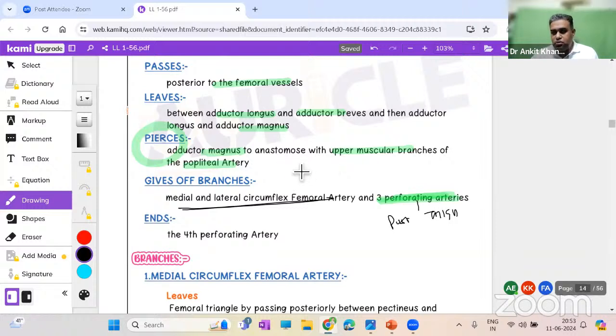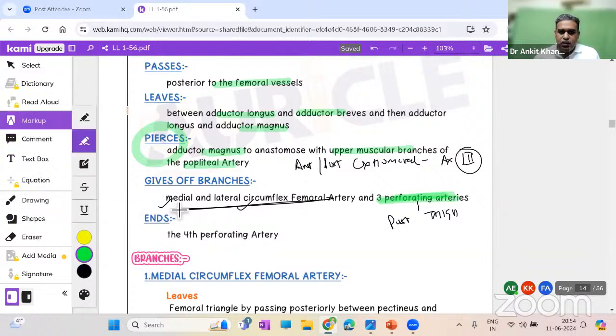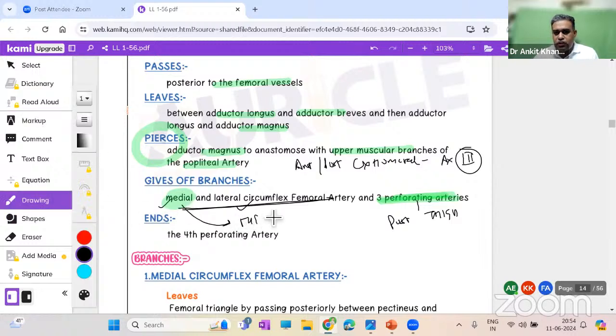Let me help you in revising. We learned in the upper limb that the third part of the axillary artery gave the anterior and posterior what? Circumflex humeral branches. Remember? They wind around the upper end of the humerus, the surgical neck of the humerus. Similarly, here it will give the medial and lateral circumflex femoral arteries. They will wind around the upper end of the femur, that is the head of the femur, and in that, do remember, the medial circumflex femoral is the main artery which is going to supply the hip joint.